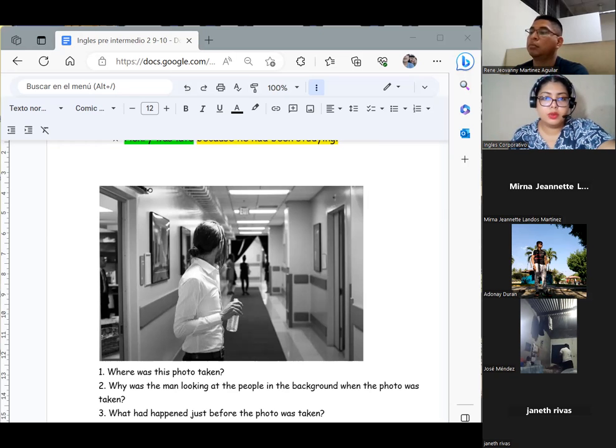It says he looked back because he thought they were speaking to him. Okay, él volvió a ver, ¿verdad? Él está viendo a las personas porque pensó que lo llamaba.